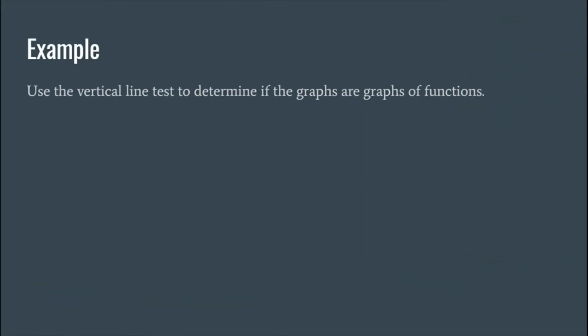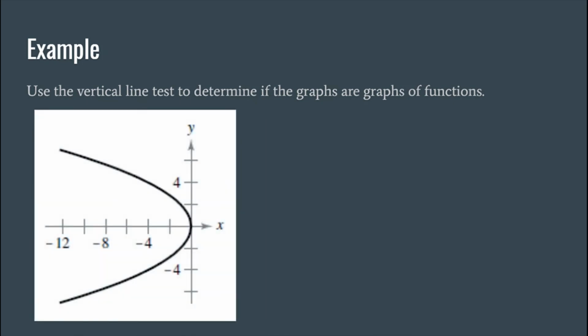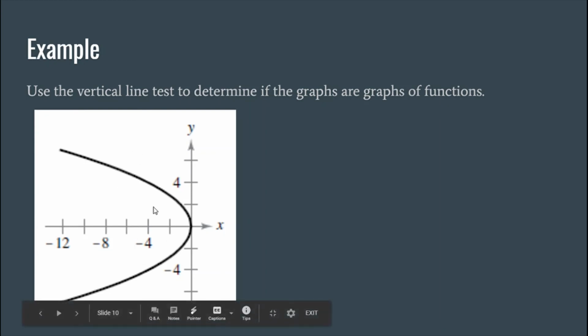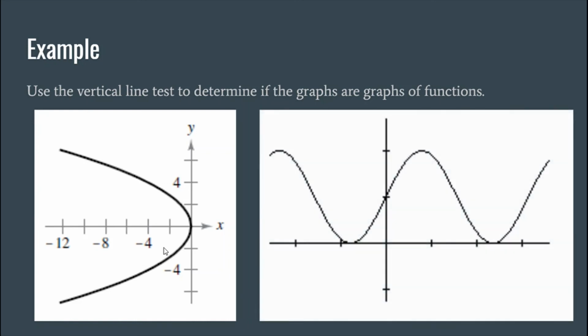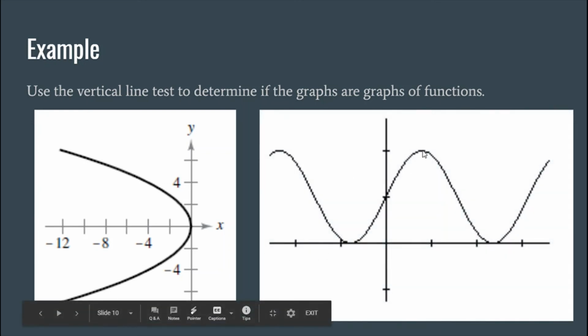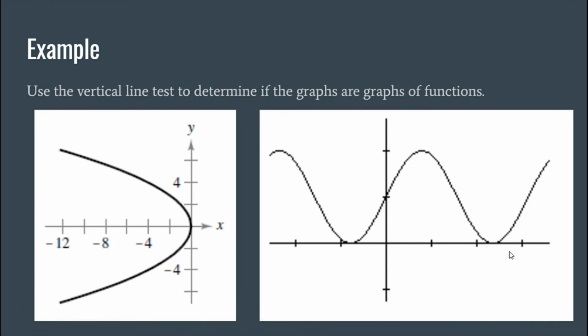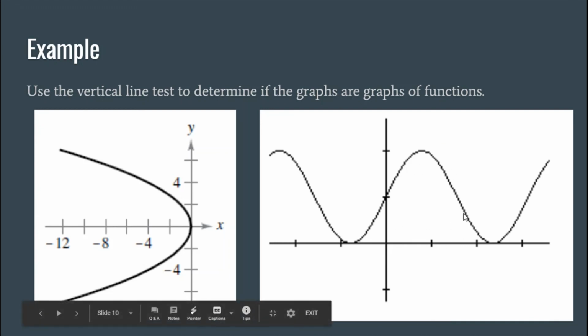Let's take a look at another one. This time, we're going to be looking at graphs. We're going to use the vertical line test to see if it's a function or not. If we drew vertical lines through this graph, you can see that the majority of the vertical lines would hit this graph twice, meaning it's not a function, it's a relation. Take a look at this one. If we drew vertical lines through this, each vertical line would only touch the graph once. So this graph is the graph of a function.